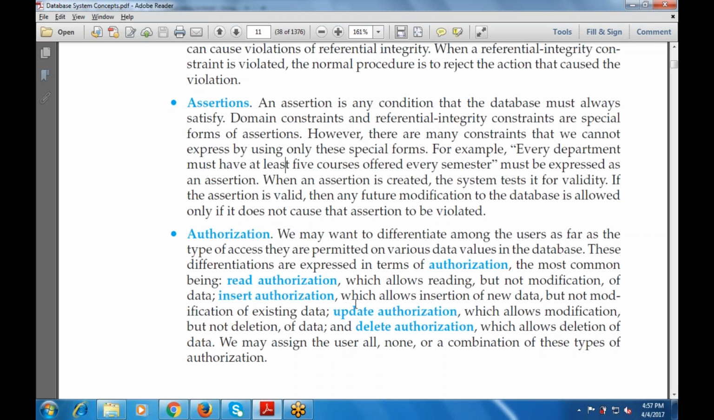We may assign the user all, none, or a combination of these types of authorization. That means we are going to provide the privilege to one user, to multiple users, or to any of the users. So that is authorization, which includes read authorization, insert authorization, update authorization, and delete authorization. These are the 4 parts of authorization that are expressed in terms of the data values in the database.